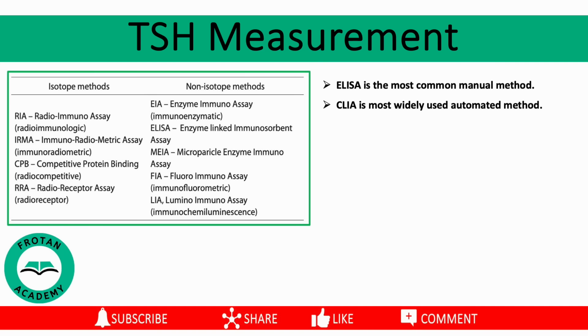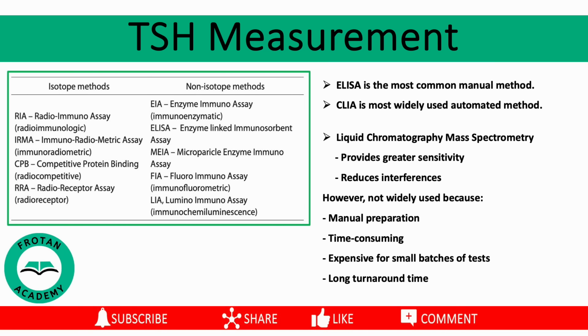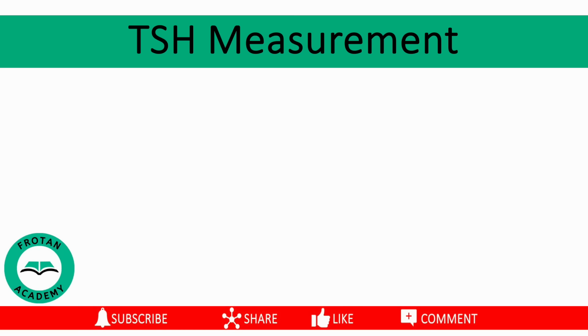automated immunoassay systems. Mass spectrometry combined with liquid chromatography can also be used to detect and quantify TSH and thyroid hormones with greater sensitivity and is less affected by analytical interferences such as heterophile antibodies. However, it's not widely used in small to medium-sized laboratories as it involves manual preparation and therefore is more laborious, time-consuming, and expensive for a small number of tests. Let's now briefly go through the different TSH assays.